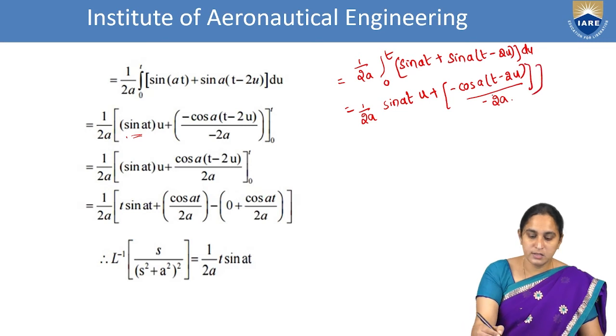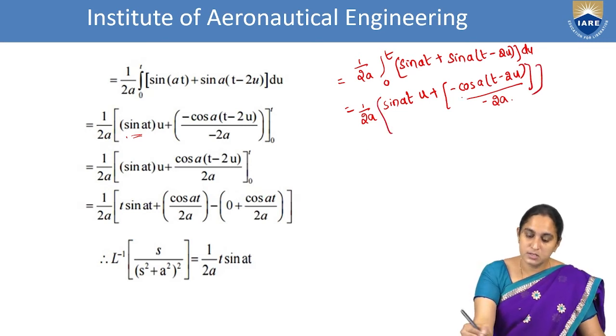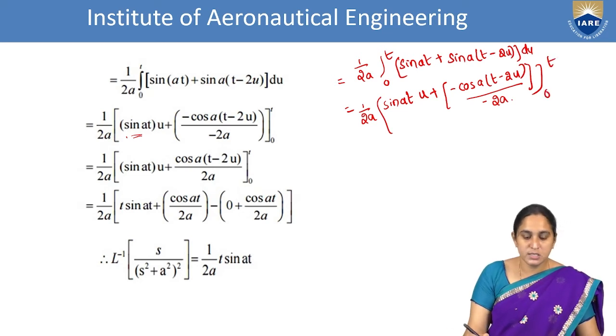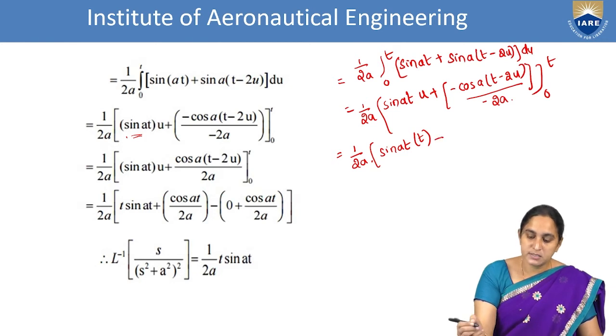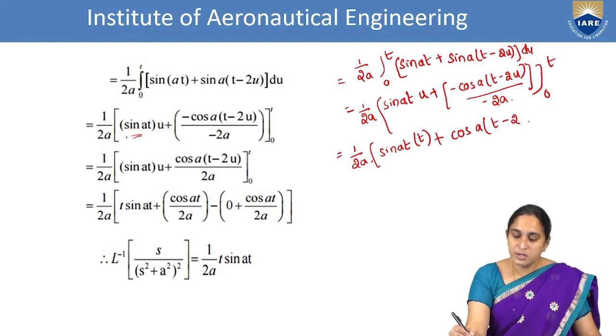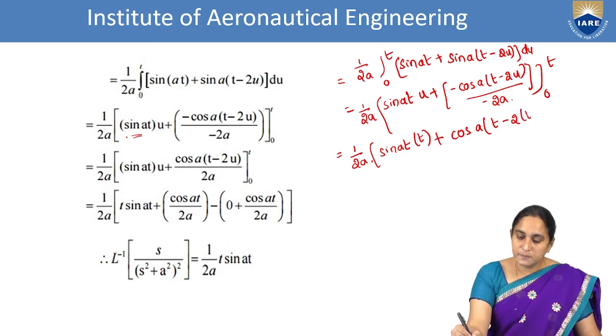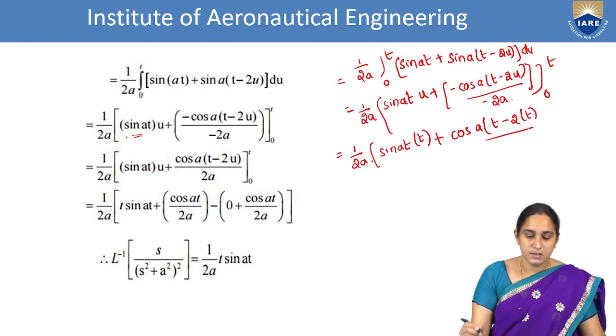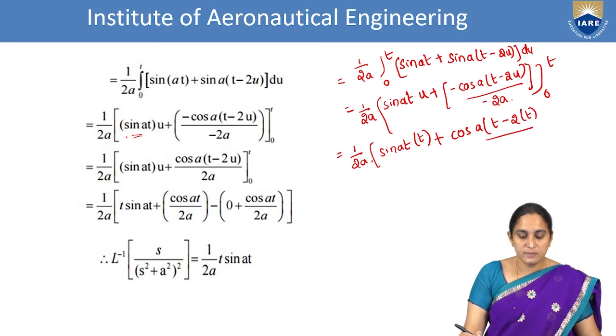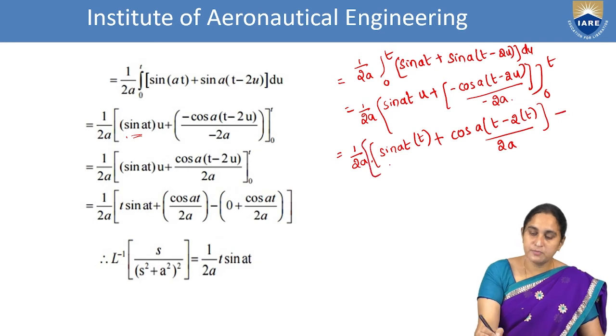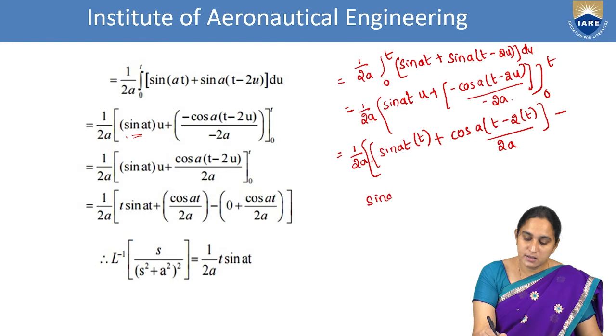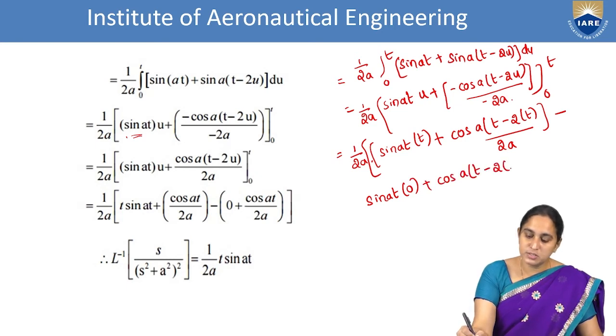And the limit points are 0 to t. Now substitute the limit points here, that is 1 by 2a into sin at. Here in place of u you can substitute t, and minus of minus, that is plus only, cos a(t minus 2t) by 2a, minus of sin at into u limit as 0 plus cos a(t minus 2 into 0) by 2a.